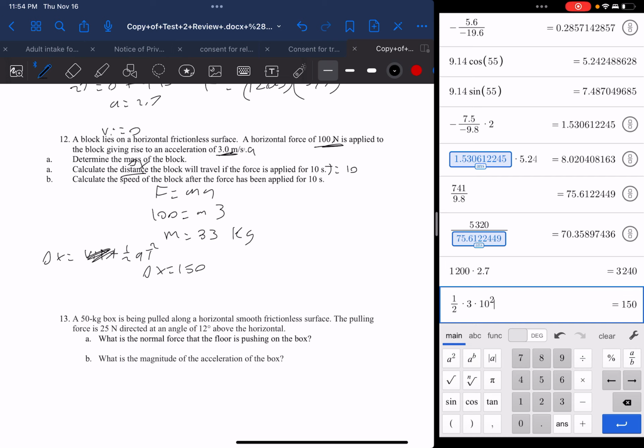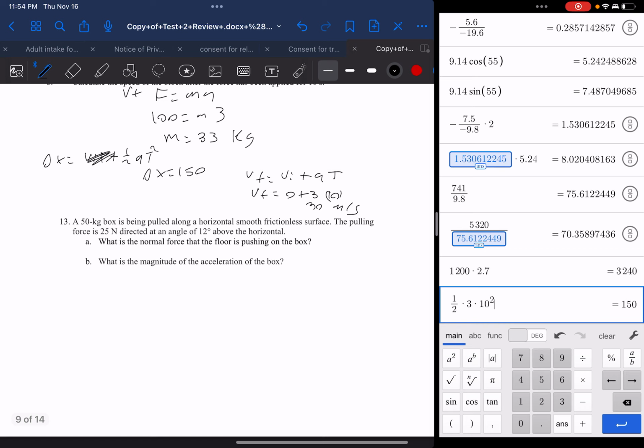The speed of the block is VF. So now we're solving for VF. VF equals VI, which is 0, plus a, which is 3, times t, which is 10. VF equals 0 plus 3 times 10, which is 30 meters per second, and that is the answer.